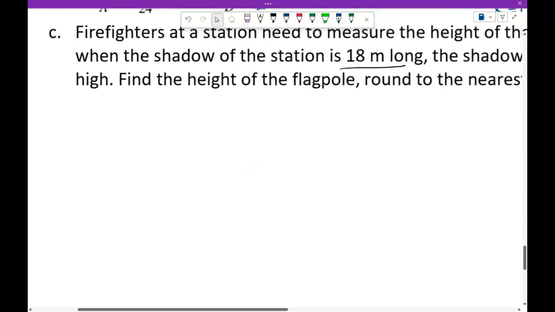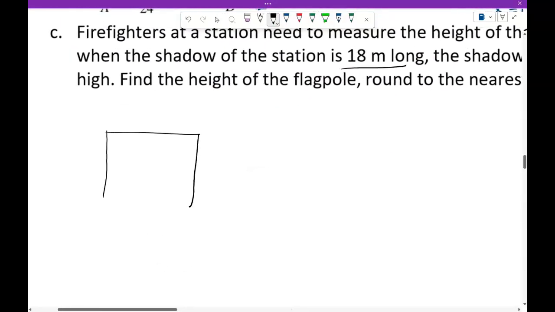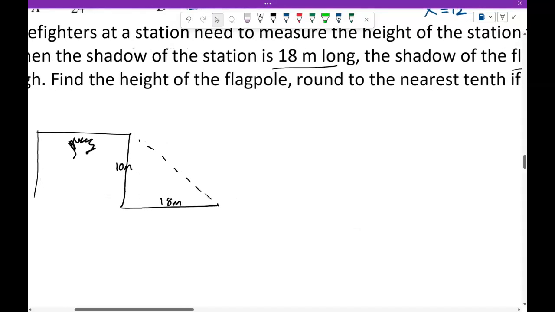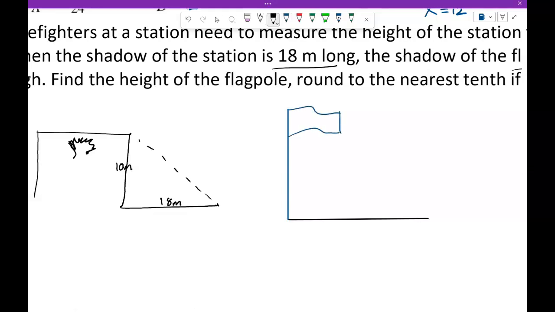So we can draw a little picture to kind of help us. We start out with a fire station, and we know that the shadow of the fire station is 18 meters long. We know the height of the station is 10 meters tall. By connecting these two lines, we have this triangular relationship here. Then we can take a look at a flagpole. We know that the shadow of the flagpole on the ground is 99 feet long, at the same time that the fire station has a shadow of 18 meters.